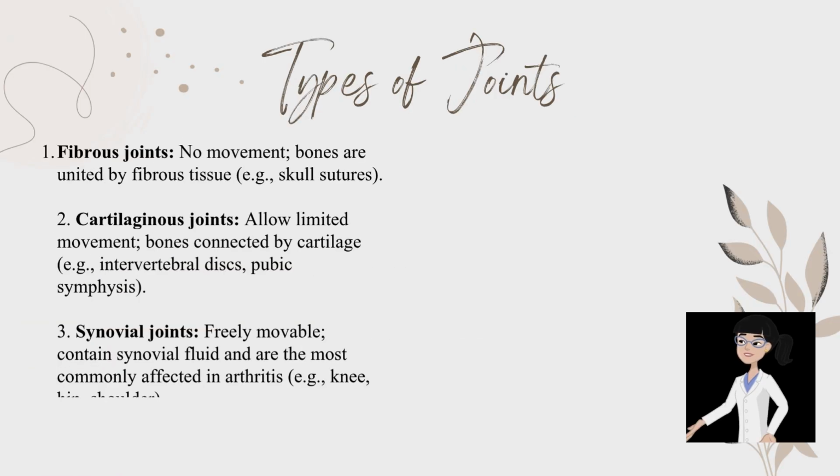Based on structure and movement, joints are divided into three main types. Fibrous joints, where bones are joined tightly by connective tissue and show no movement, like the skull sutures. Cartilaginous joints, connected by cartilage, allowing limited movement, like the intervertebral discs. Synovial joints, the most mobile type, having a joint cavity filled with synovial fluid.